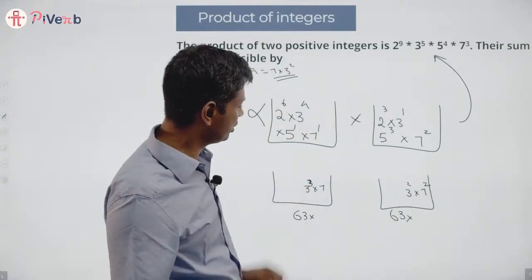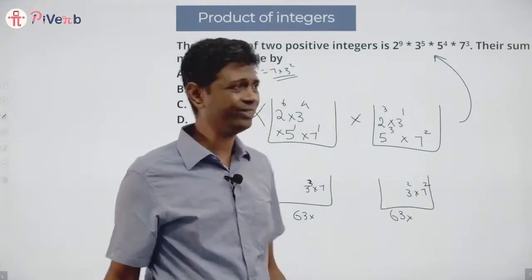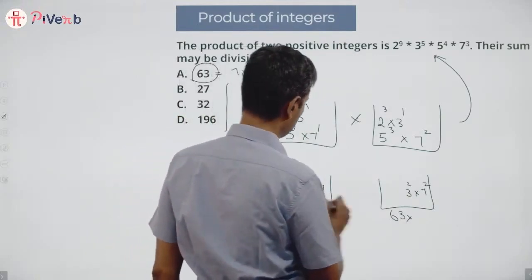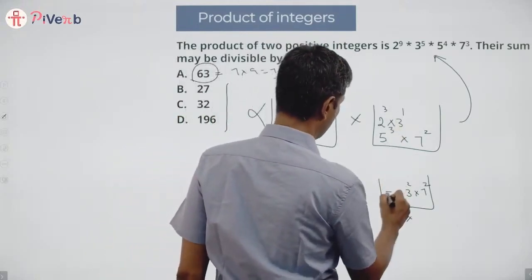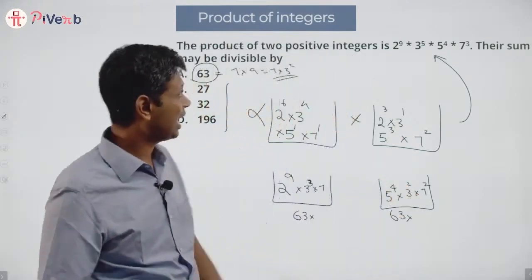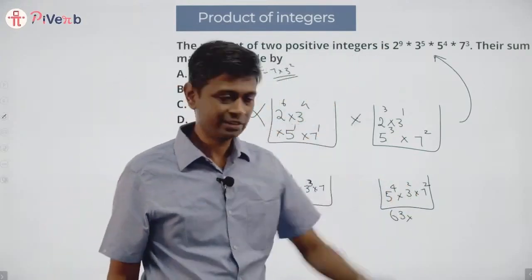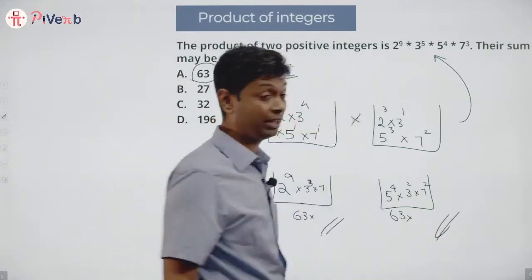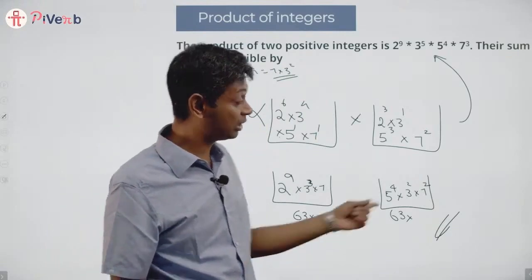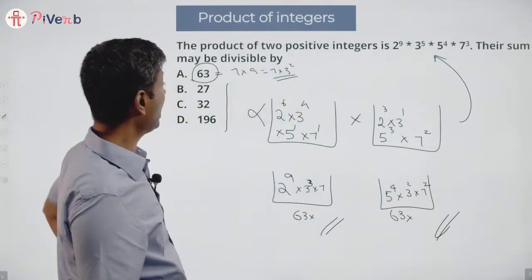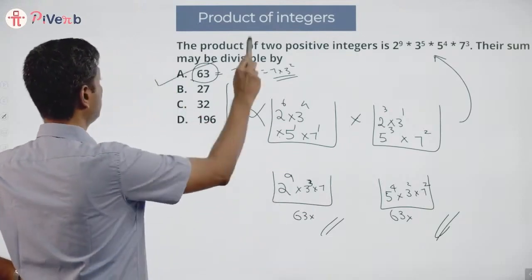This number is a multiple of 63. This number is a multiple of 63. I don't care about how I put the remaining. Maybe I'll put all 2^9 here. I'll put all 5^4 here. This works brilliantly. I've broken this into two parts such that each is a multiple of 63. That means if I add one multiple of 63 and another multiple of 63, I will definitely get a multiple of 63. Of course, their sum will be divisible by 63.